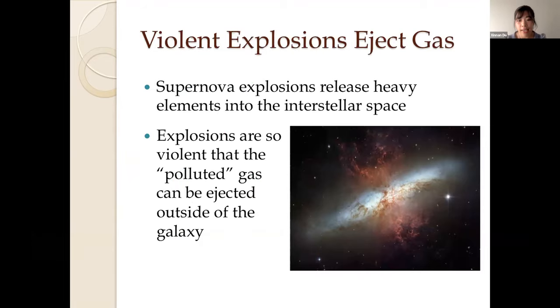When a massive star dies as a supernova, a lot of the heavy elements it has created get released back to the interstellar space. And these heavy elements will be picked up by the next generation of stars when they form. Since supernova explosions are very violent and energetic, they are able to blow the polluted, or more technically, chemically enriched gas outside of the galaxy. So this polluted gas contains a higher fraction of heavy elements that were created inside of a star.